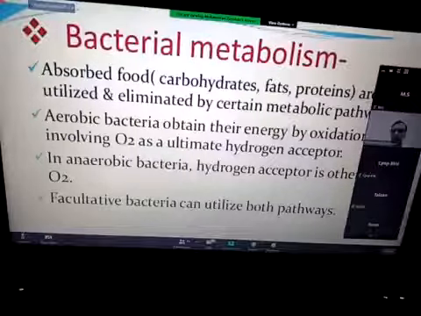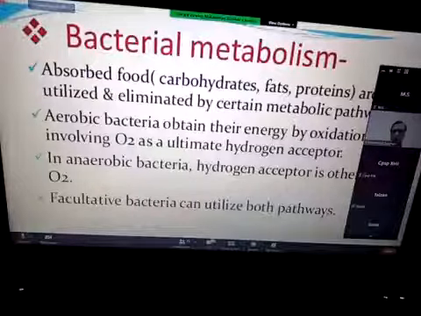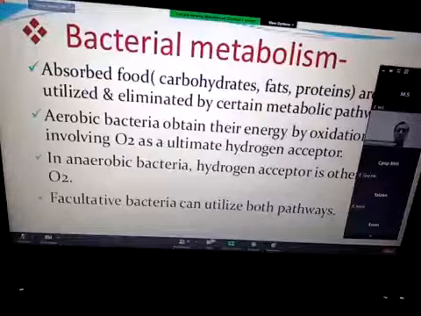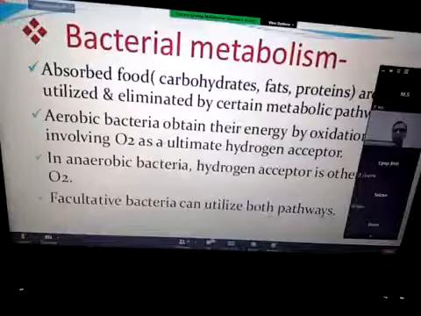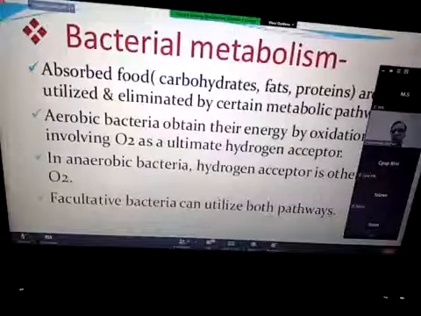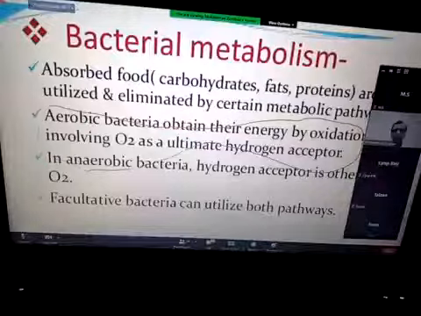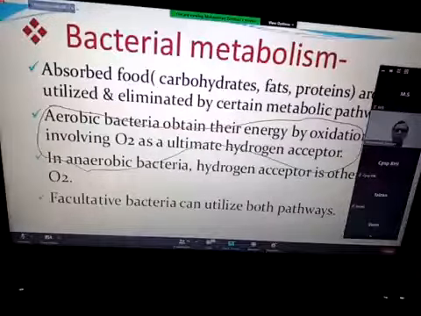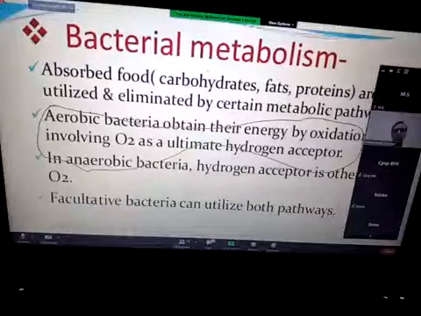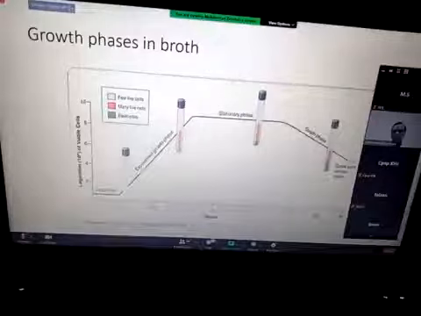Okay, so bacteria have different metabolism pathways, like carbohydrate, protein, fats. They use different channels for their bacterial survival. Mainly the aerobic bacteria obtain their energy by oxidation involving O2 and oxygen receptors. But there are different resources. They use different metabolism pathways for their survival.